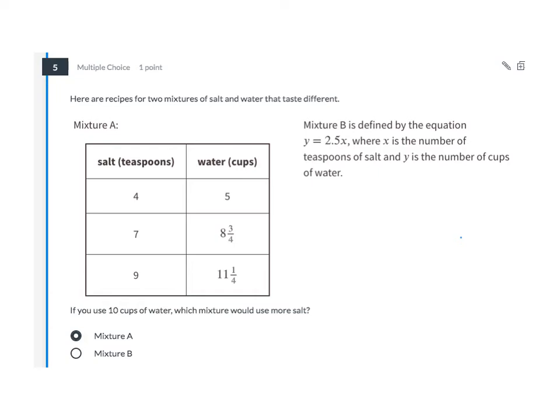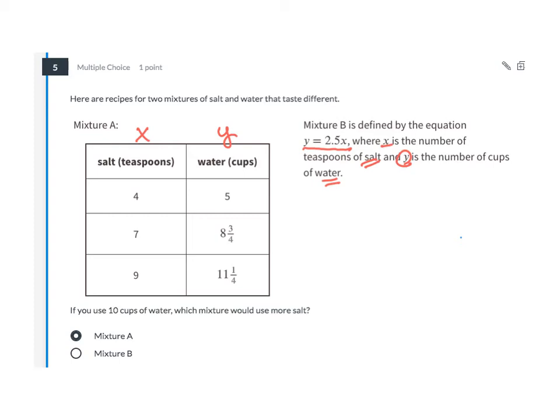Here is number 5. Number 5, we have mixture A, and then we also have mixture B. I'm going to look at mixture B for a second. They give us the equation of y equals 2.5x, where x is our salt, and then our y is our water. So I'm going to take that piece of information, and then we'll label my table. So x, as you remember, is our salt, and then y is our water. So I have an equation for B. That's great. I need to go ahead and find an equation for A.